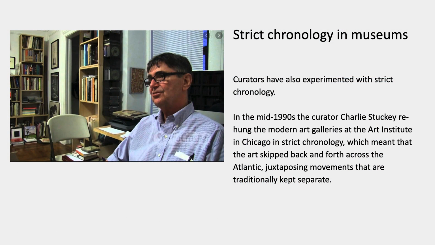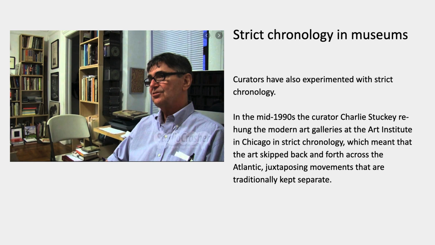Curators have also experimented with strict chronology. In the mid-1990s, there was a curator at the Art Institute of Chicago named Charlie Stuckey, and he had all the modern art galleries rehung in strict chronology, meaning that each room you went to would go, in order, 1932, 1933, 1934.